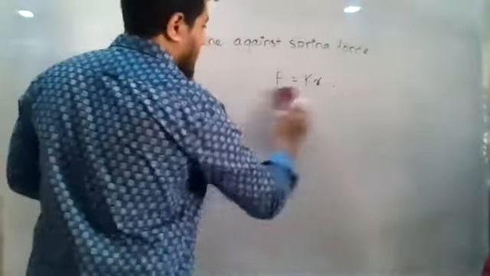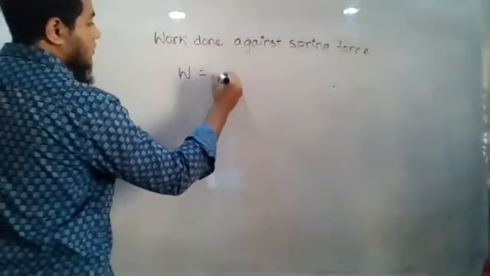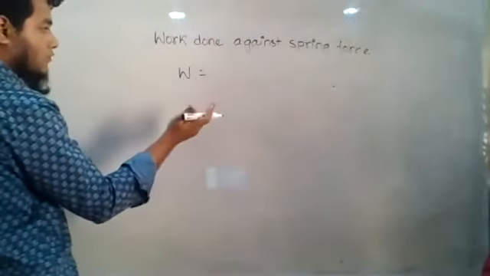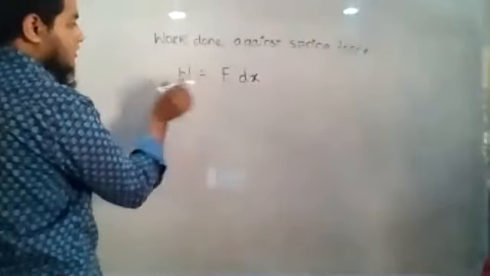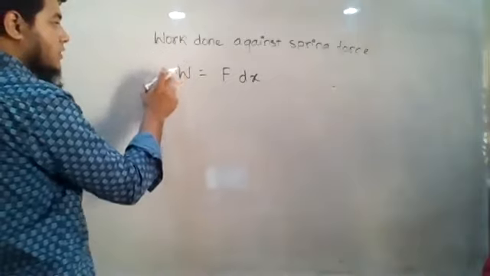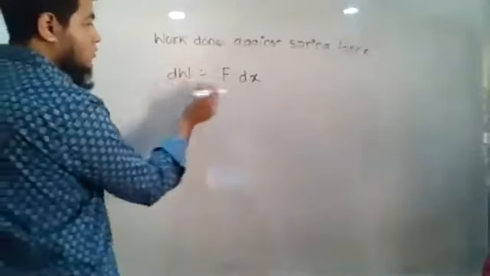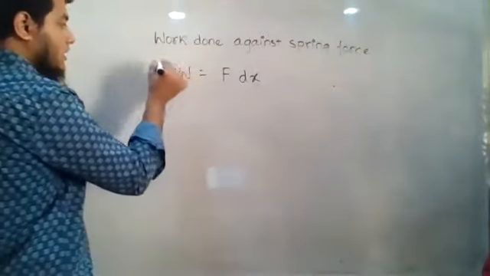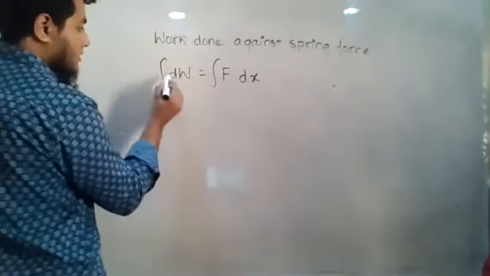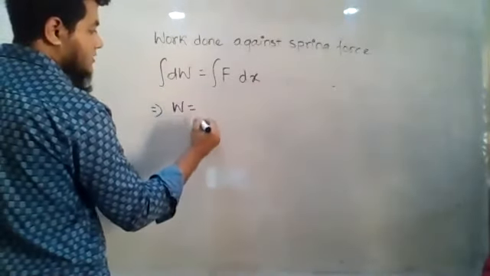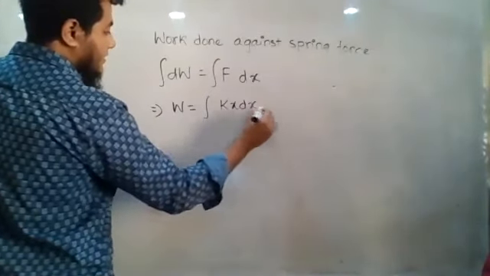Better. Because here I am telling you one thing from the beginning: W is equal to... see, we are considering a small amount of work, so f into dx for a small displacement, a small amount of work will be there. But if I want to calculate the total amount of work, see, dW is the small amount of work for this small displacement. If I want to calculate the total amount of work, then I have to integrate. Integration and differentiation will be balancing each other here. F I will replace by kx dx.